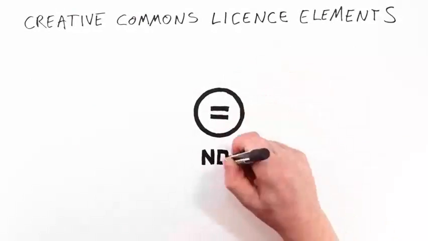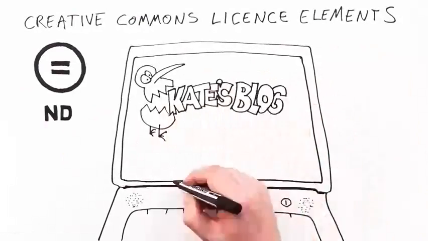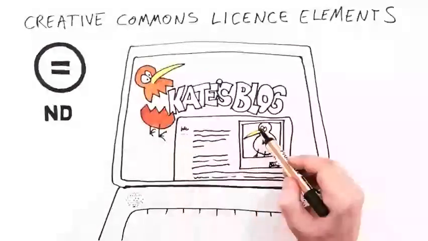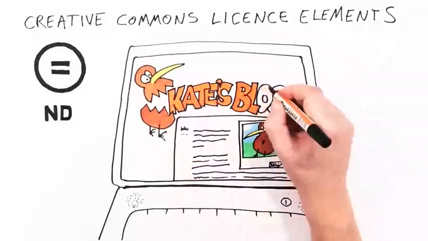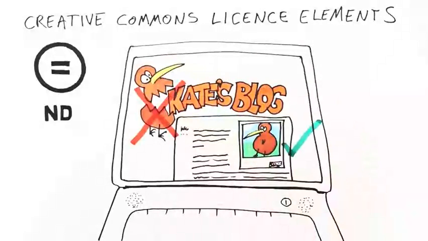This is no derivatives, and it means that Kiri hasn't given permission to change her photo. Kate can use CreativeCommonsKiwi on her design blog, but will need to ask Kiri before retouching or mixing up the image.